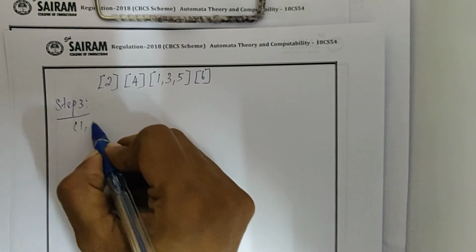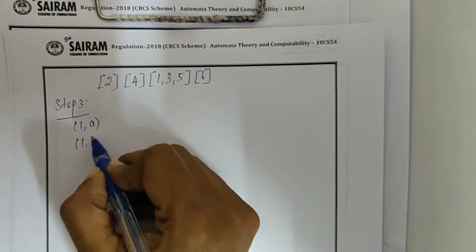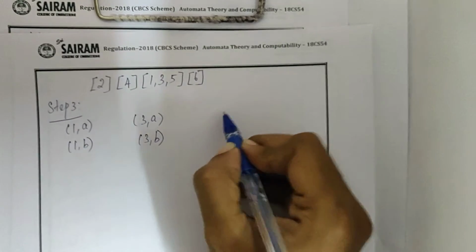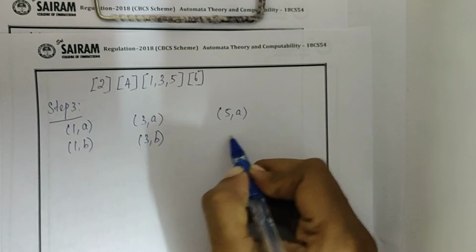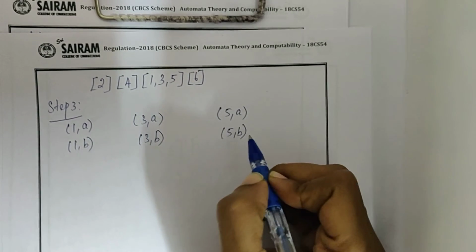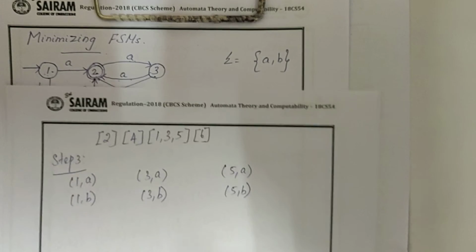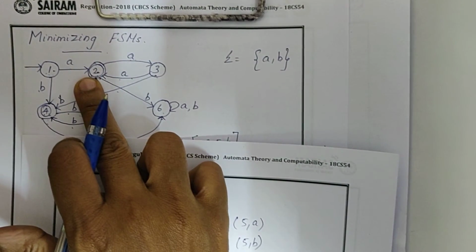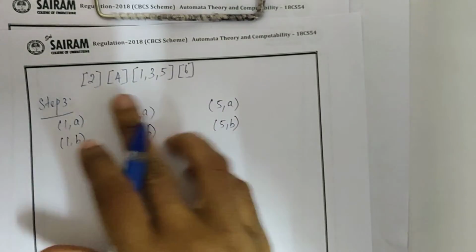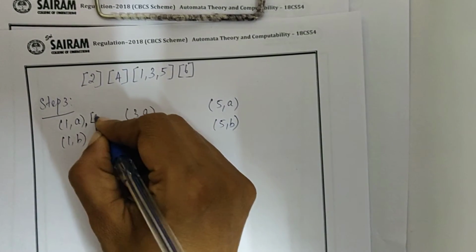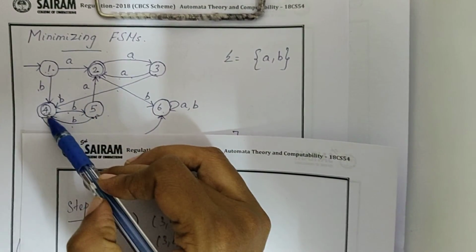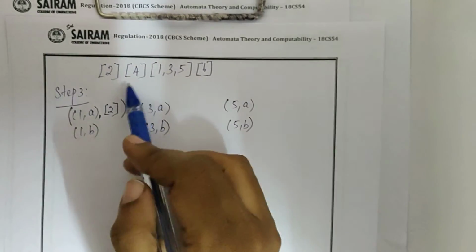So I'll write 1 comma A, 1 comma B. Similarly 3 comma A, 3 comma B and 5 comma A, 5 comma B. Right. So you can check 1 when it takes A input it is moving to 2. Now 2 it is alone. Next 1 when it takes B input it is coming to 4. So 4 alone.